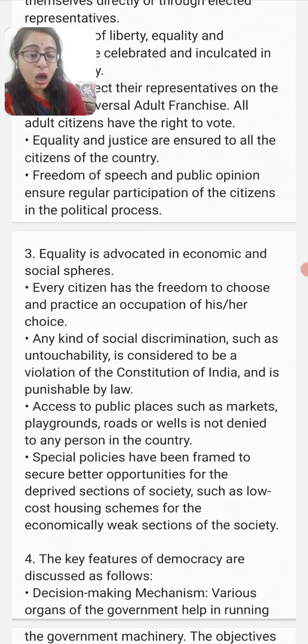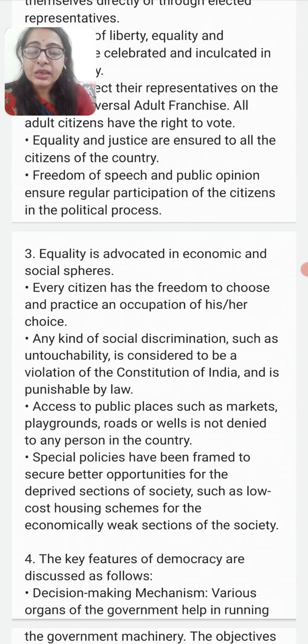Vital means important. So, how is social and economic equality important for the success of democracy? Why is it important? First point: every citizen has the freedom to choose and practice an occupation of his or her choice. They can choose any occupation which they find suitable for them. Any kind of social discrimination, such as untouchability, is considered a violation of the Constitution of India. If we practice untouchability, we are violating the laws in our Constitution, and it is punishable according to the law.